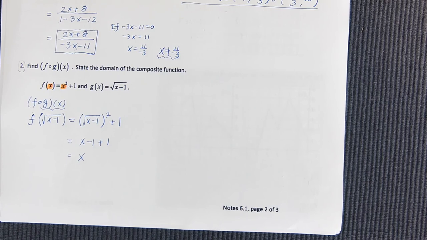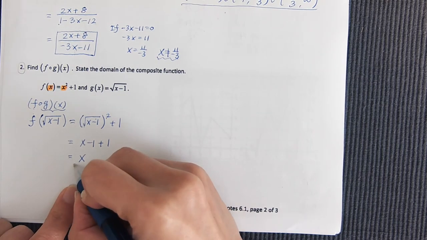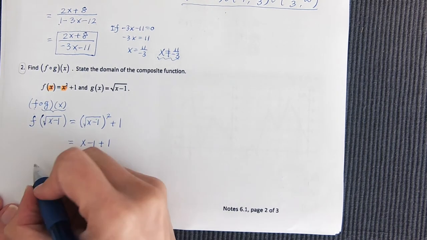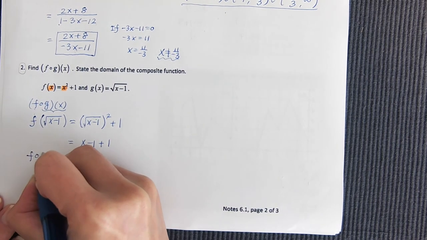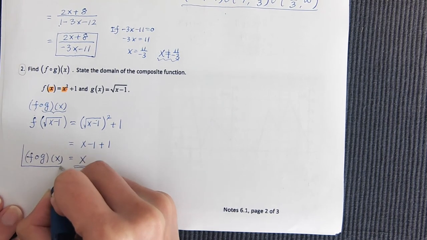You good? That's the answer. Oh, x is my answer. Okay, that's the composite function: f circle g of x is x.